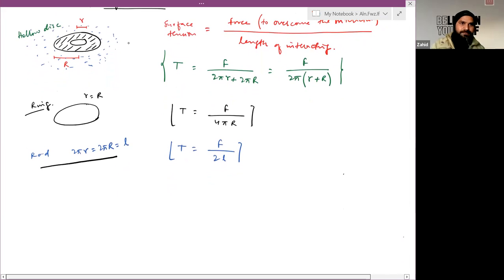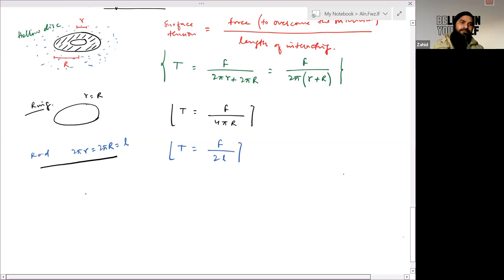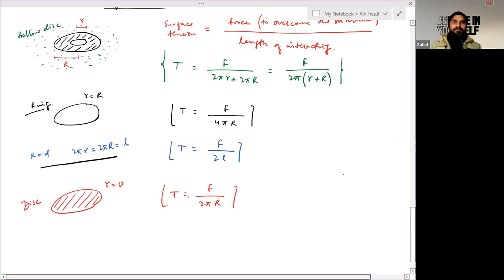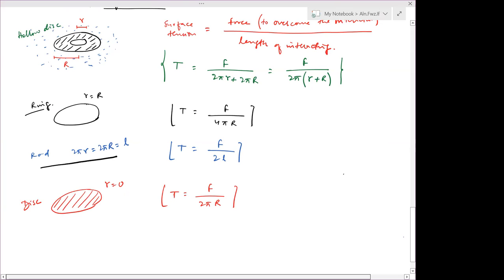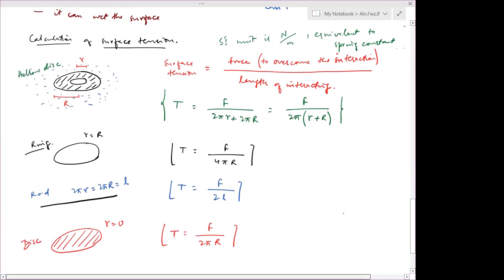Similarly, suppose you have a complete disk. So in this part, small r will be 0. So if you put this in the above expression, you will get T equals F by 2 pi R only. Is it clear? Yes, sir. Yes. Just write it down.